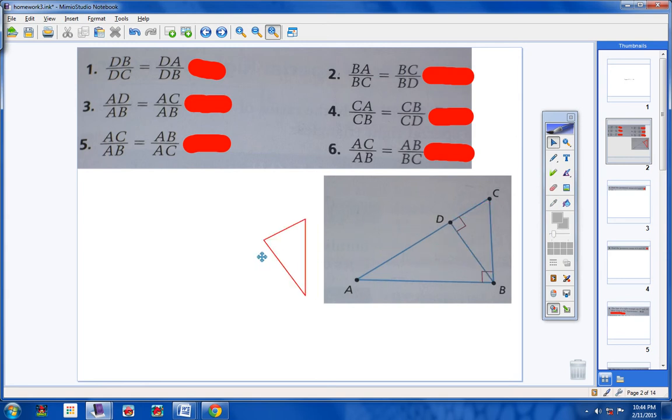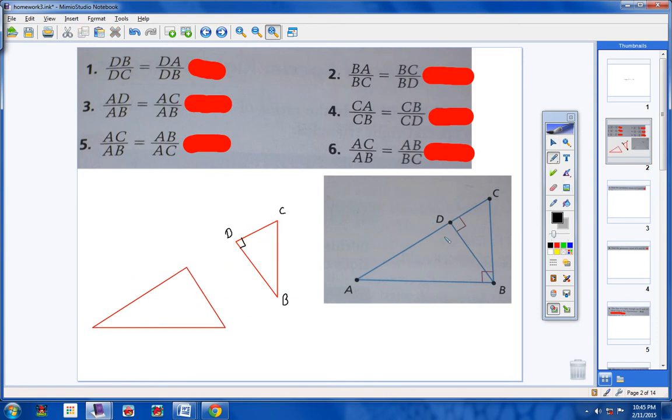So there's this triangle here, and notice we have a right triangle here, or a right angle there, excuse me, even though it doesn't look like it. We have D right here, C right here, and B right here. Now let me go ahead and trace this triangle here, and we'll slide this triangle right over here. Let's see what we have for this triangle, guys. We have a right angle here. We have D here. We have B here. And we have A here.